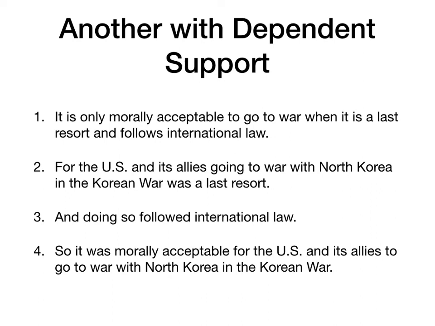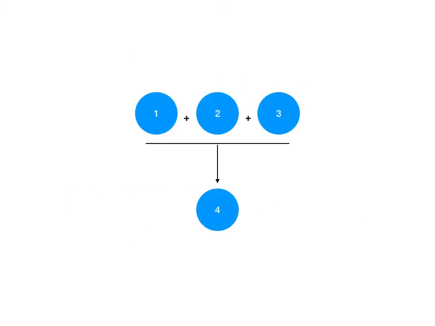Another more complicated argument with dependent support. It is only morally acceptable to go to war when it is a last resort and follows international law. For the US and its allies, going to war with North Korea in the Korean War was a last resort, and doing so followed international law. So it was morally acceptable for the US and its allies to go to war with North Korea in the Korean War. So one is giving us two conditions that have to be satisfied.